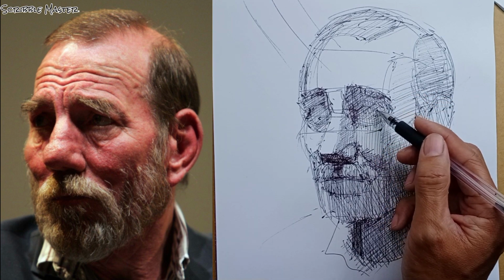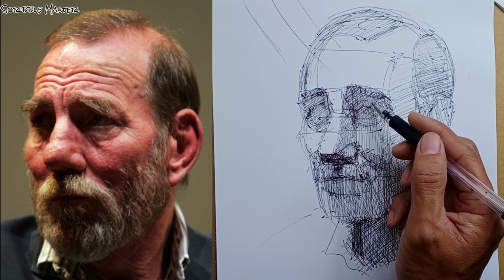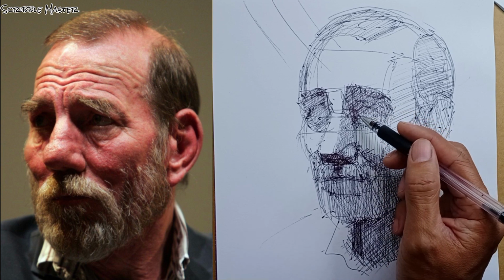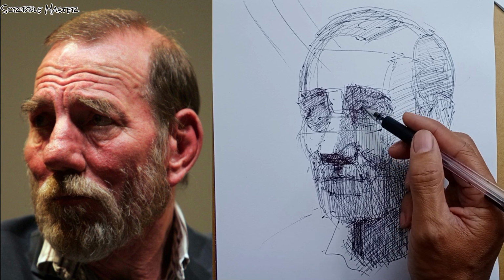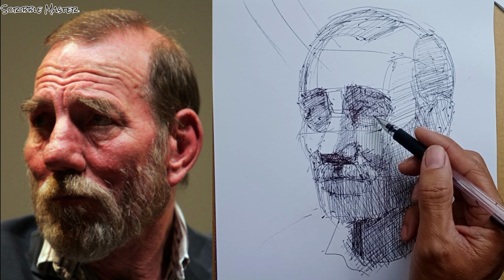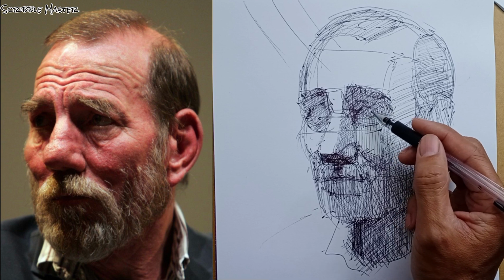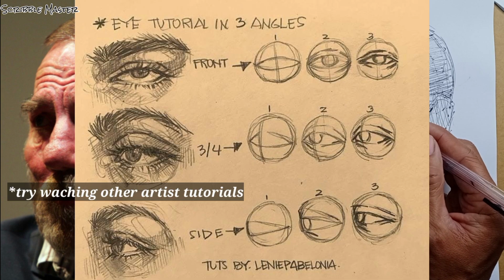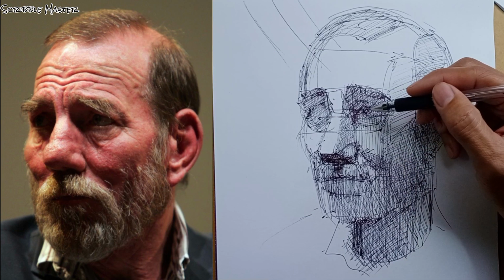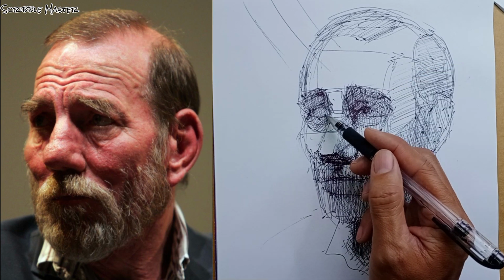At this point, we can start adding details to the eyes. It's much easier now since we've already established the shading around the eye sockets. When drawing the eyes, try to imagine the eyelids wrapping around the sphere. This helps you understand the form better and makes the eyes look more three-dimensional.